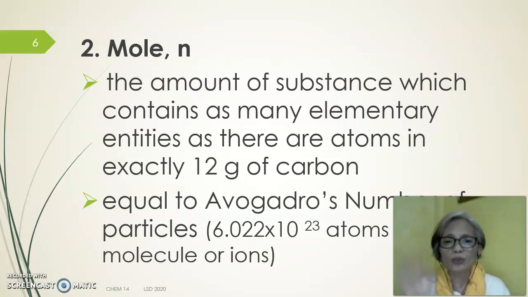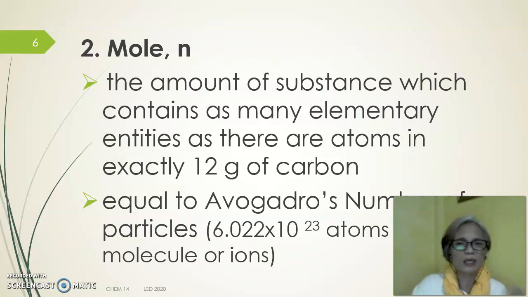So 1 mole contains Avogadro's number. So what's Avogadro's number? That's 6.022 times 10 to the 23rd particles. A particle could be an atom, molecule, or ion pair. And therefore, 1 mole contains that number of particles.